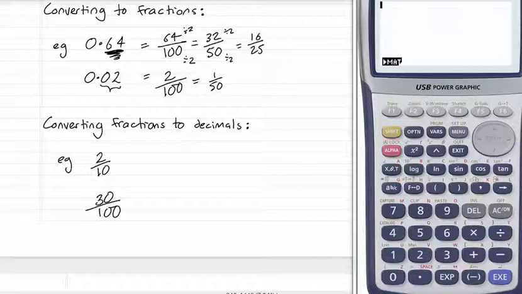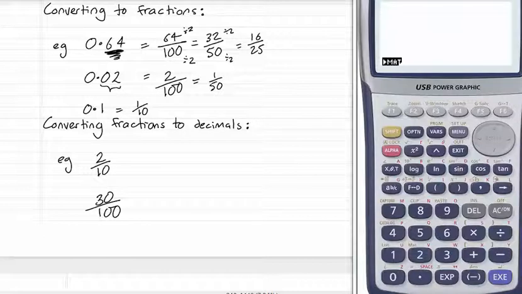If it was a different decimal, say 0.1, there's only one number after the decimal point. I'll put that number 1 over 10, and that's correct. We're saying there's 1/10, so it's quite easy.